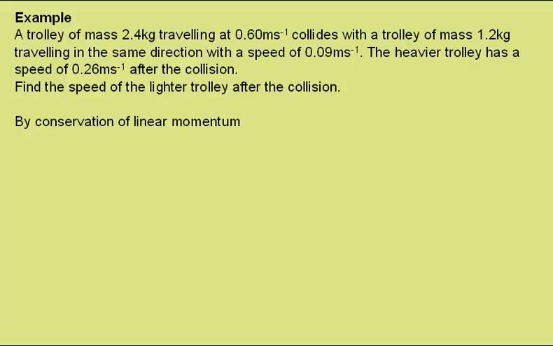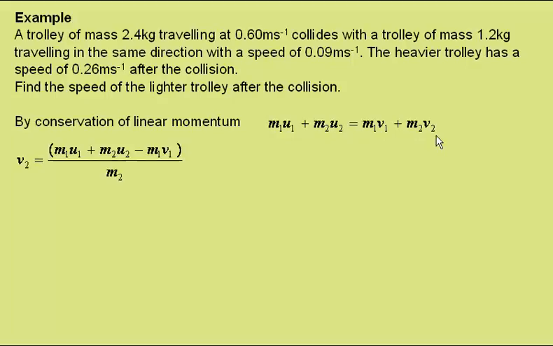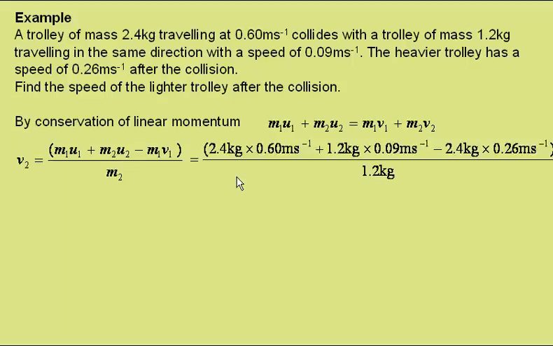Well, for this we can use conservation of linear momentum. So the momentum of the two objects before will equal the momentum of the two objects after. We want to find the speed of object 2. So we can rearrange to get this expression. Putting in the numbers gives a speed of the lighter object of 0.77 meters per second.